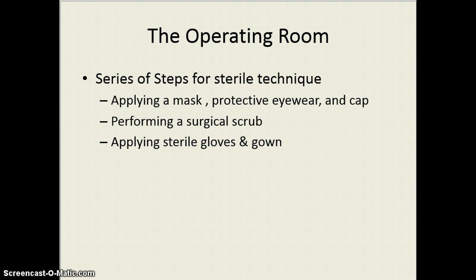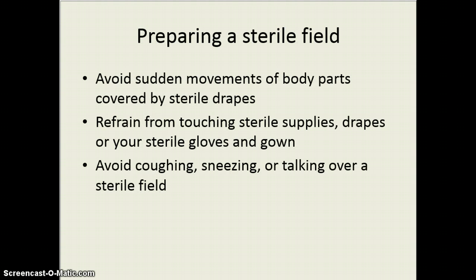When we look at sterile technique in the operating room, they apply the mask, the eyewear, and the cap. They perform the surgical scrub, and then the sterile gown goes on, and then the sterile gloves are last. And you will be practicing that in basics. You have a whole actual unit on surgical and getting your patient ready for surgery. It's called the peri-op unit.